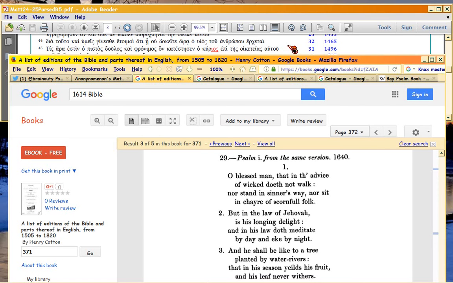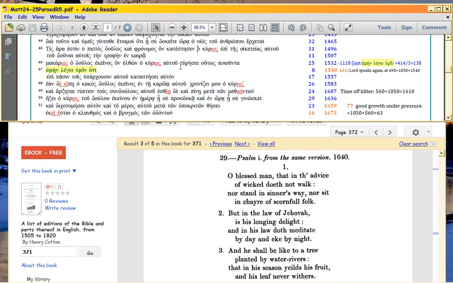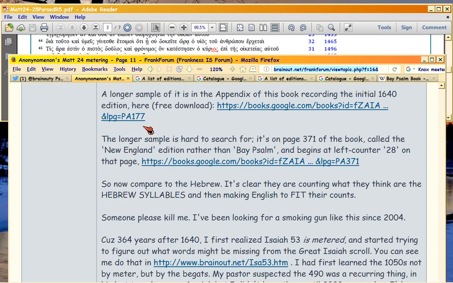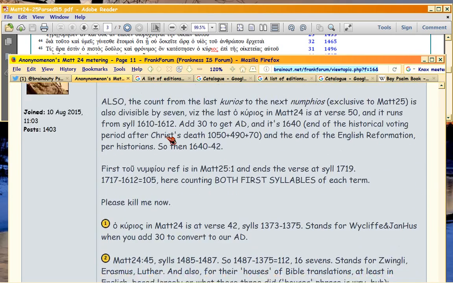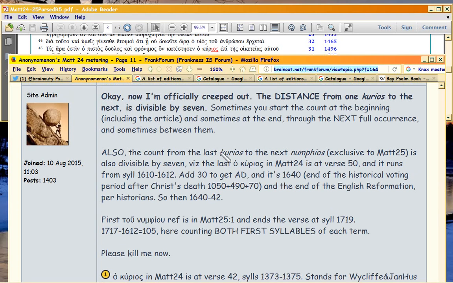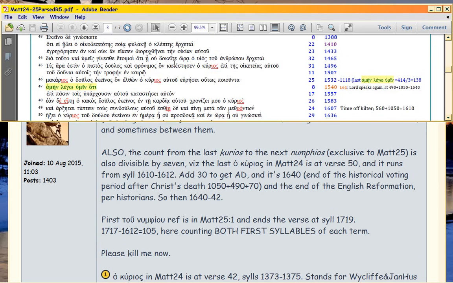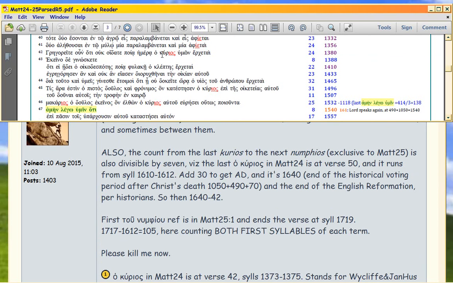So here is my objective. The distance between each of these whole choreos is seven syllables. And I made posts on them in Frank Forum, which is right here. Here's a post. And a link to this will be in the video description. About the whole choreos being divisible by seven every time it occurs. From the last one. So here's verse 45. Here's verse 42. The first time it occurs. You count the syllables from there to there. And sometimes you have to count it from here to here. Or from here to here. Or from here to here.